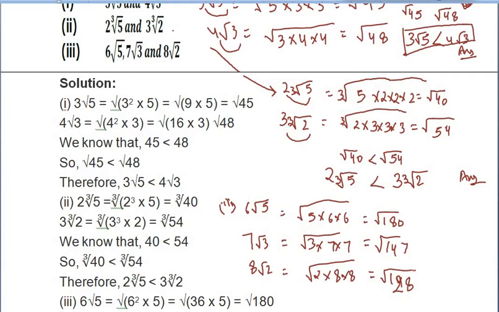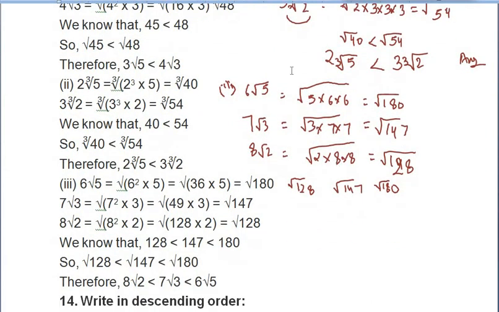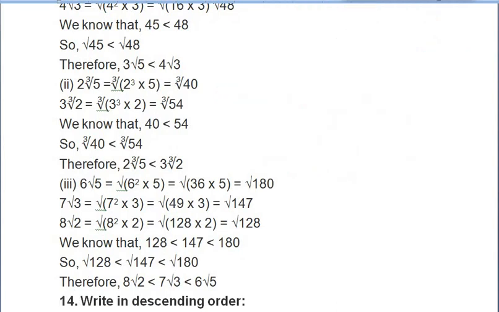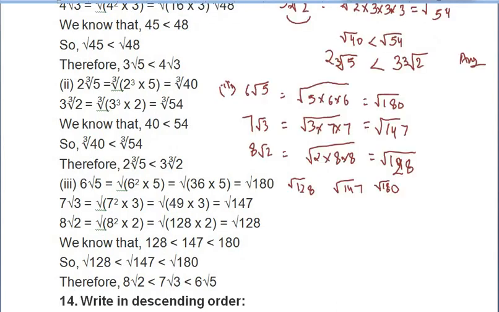You have to write in ascending order. So first you will write the smallest number, that is under root 128, then under root 147, then under root 180. Now after writing this, you have to write the original numbers also, then only your answer will be complete. So 128 is of 8 root 2, and 147 is of 7 root 3, and 180 is of 6 root 5. This is your answer.